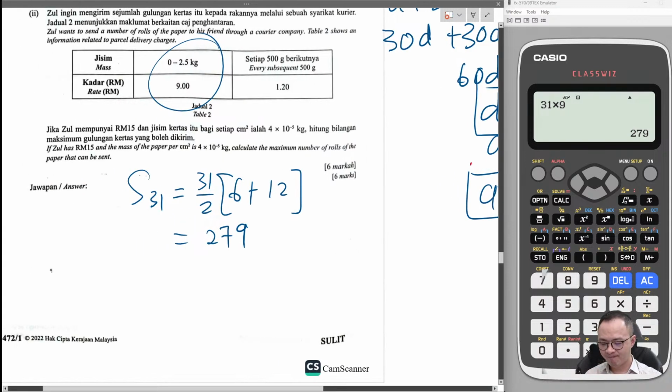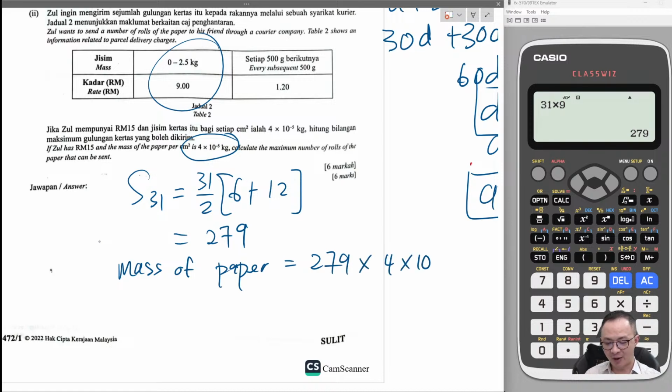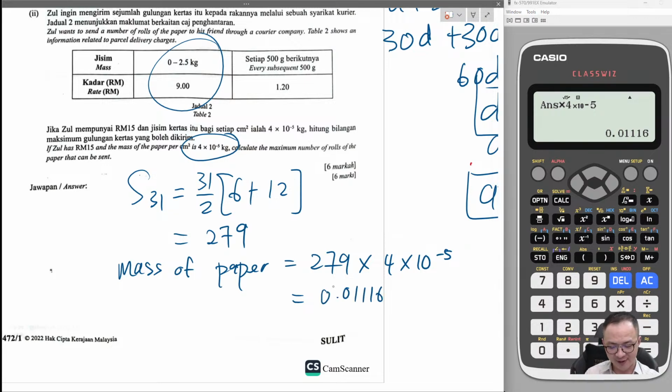Then we need to multiply the weight to find out each row. So the mass of paper equals 279 multiply 4 times 10 power negative 5 kg. So it's about 0.01116 kg.